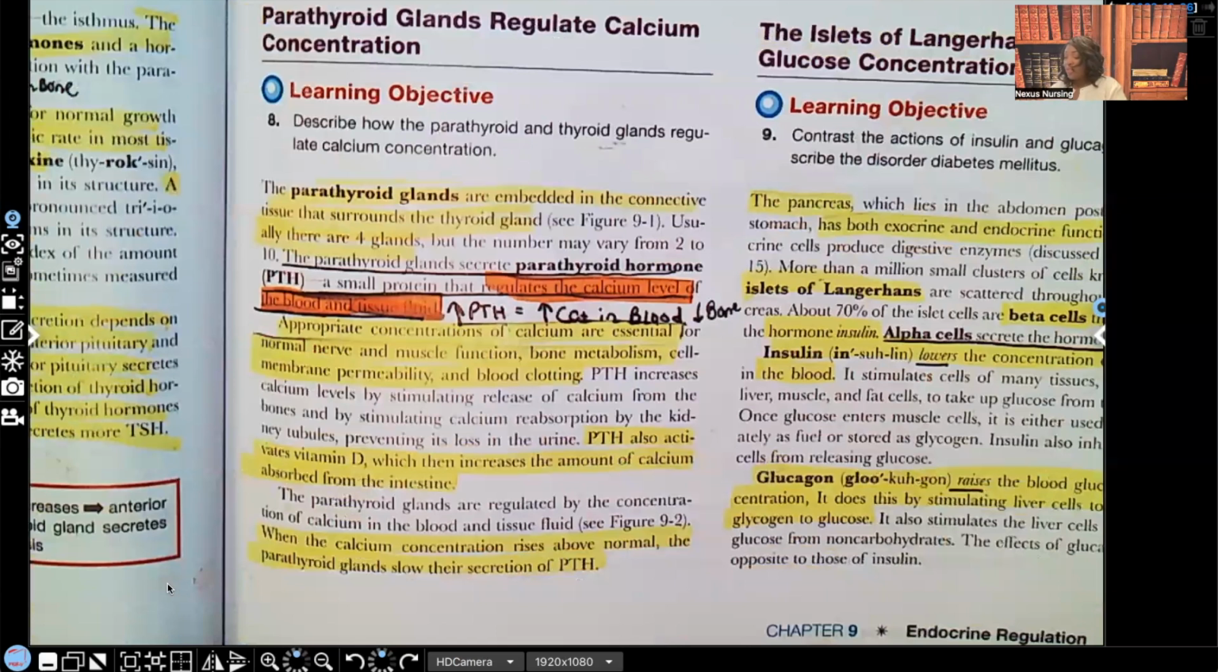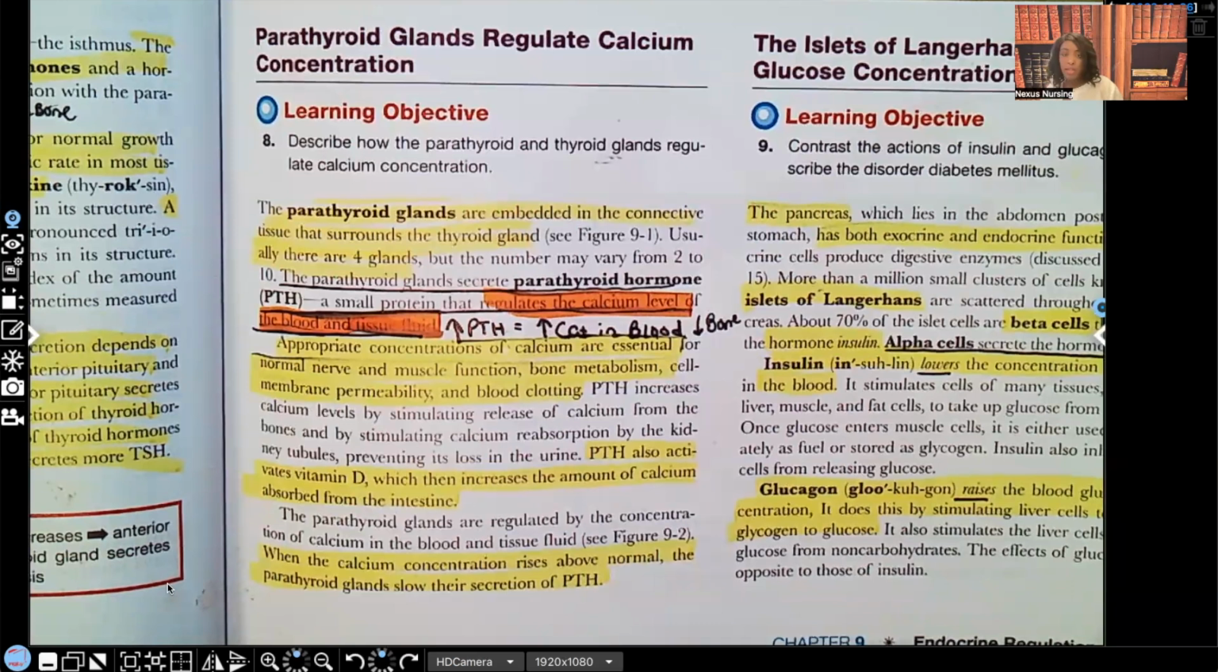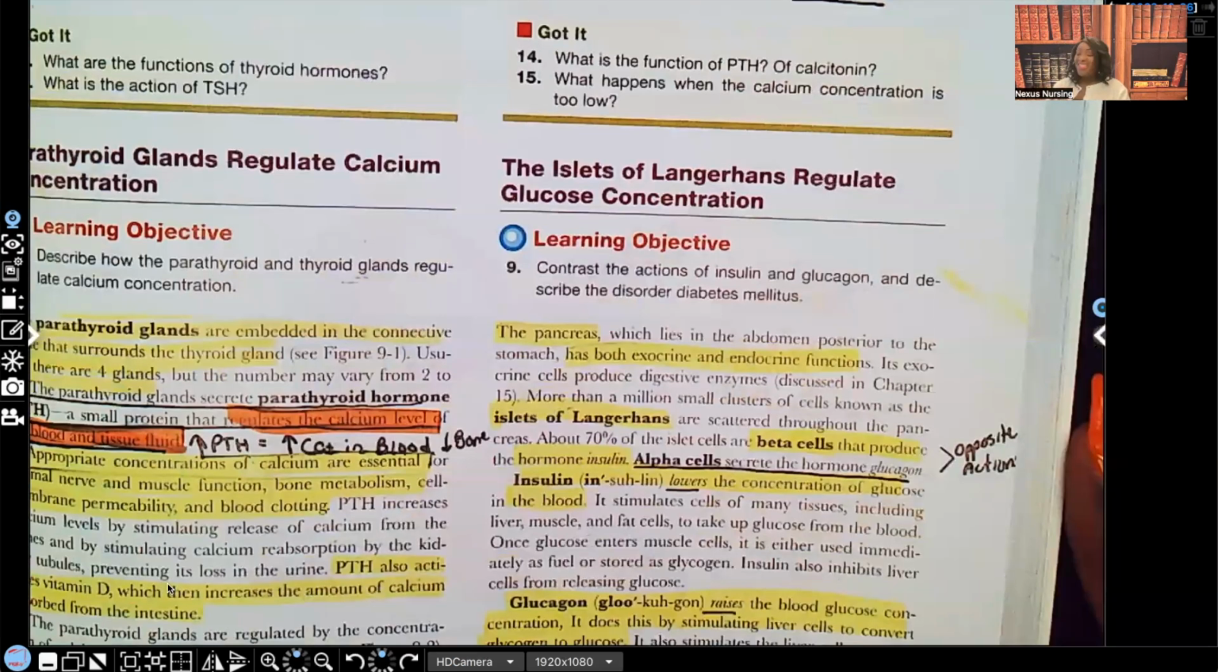Now let's talk about the parathyroid glands. I'm just joking. I just talked to you about the parathyroid glands. Let's talk about the islets of Langerhans.